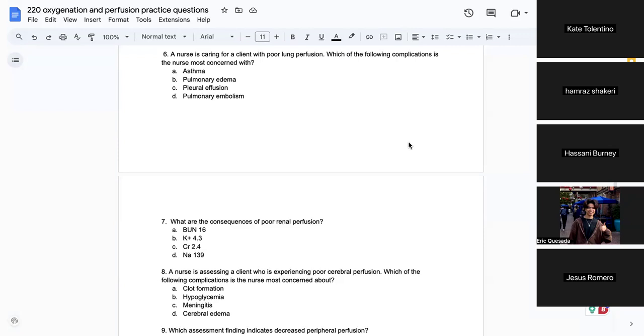Alrighty, so for number six, the answer is going to be B, pulmonary edema. And our rationale for this is poor lung perfusion can cause increased pulmonary capillary pressure. So this will lead to fluid shifting into the alveoli and resulting in pulmonary edema.